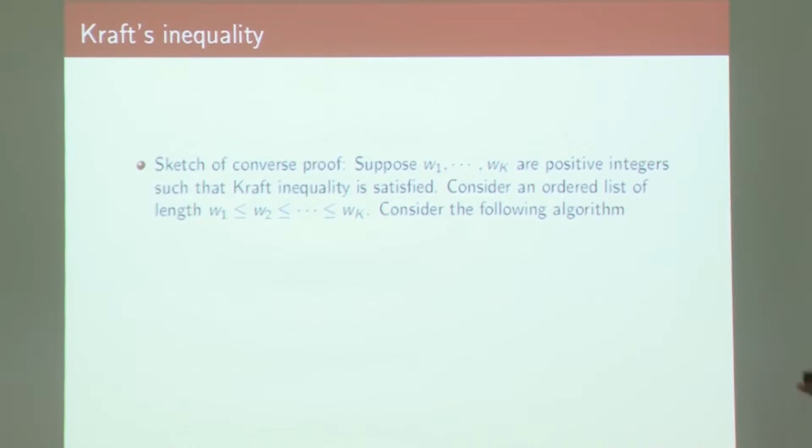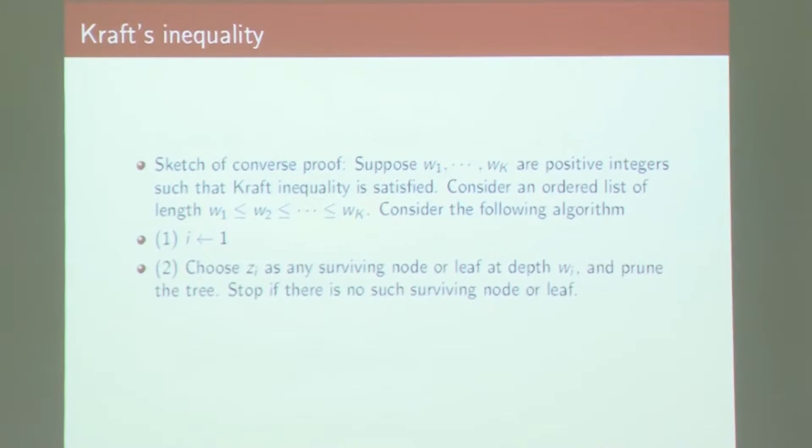Now I am giving you an algorithm for mapping these code words. So how do I do this? Start with the first code word of length W1, which is the smallest length code word. Remember, I have ordered them. So W1 is the smallest length code, W2 is the next smallest length, and so on.